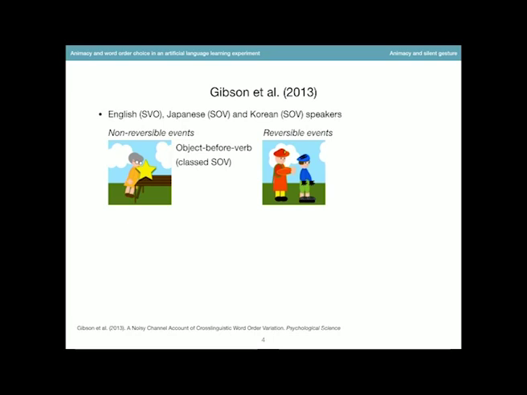For reversible events, the results were a bit more mixed. The English speakers typically expressed the verb before the object, and these were classed as SVO responses. But the Japanese and Korean speakers, just like non-reversible events, typically expressed the object before the verb.